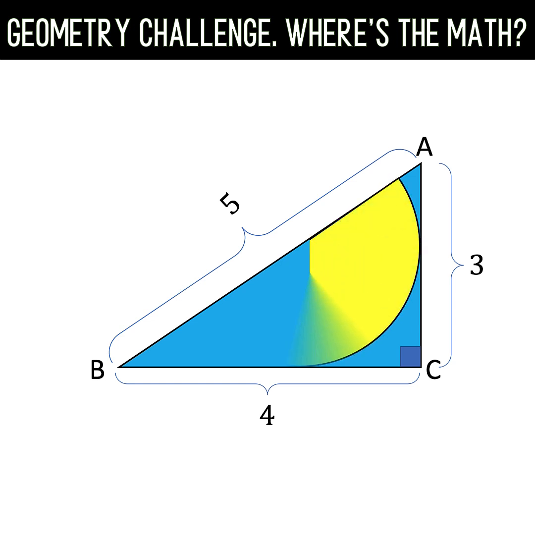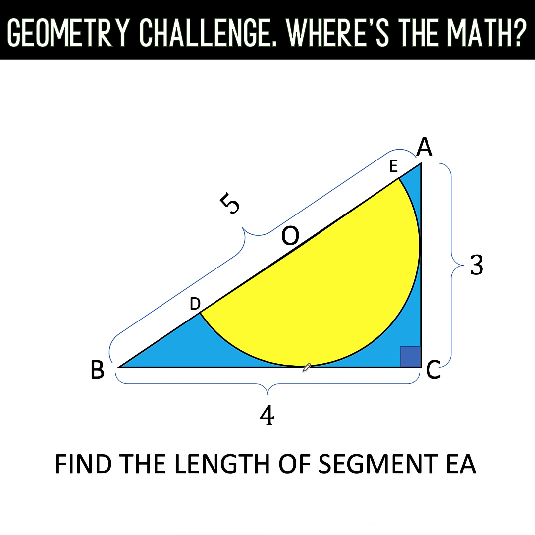Then we draw this yellow semicircle O, and it intersects the blue right triangle at points D and E, and it is tangent to side AC at this point, tangent to side BC at this point as well. We would like to find what is the length of segment EA, which is this short distance here.